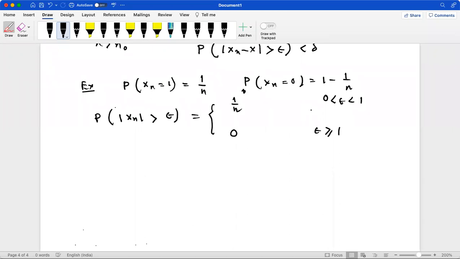So this is a probability. Now, does this probability go to 0? Yes, this probability goes to 0 as n tends to infinity. That means the probability of mod xn greater than epsilon goes to 0 as n tends to infinity. Therefore, we say xn goes to 0 in P, in probability. Here 0 means it is the zero random variable.